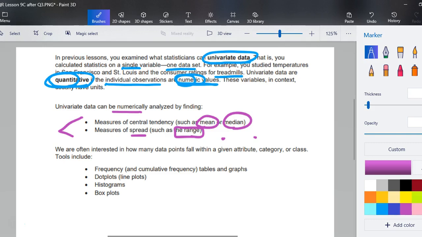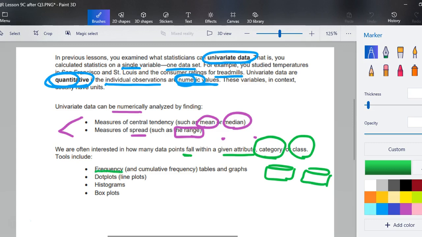We are often interested in how many data points fall within a given attribute, like a category or a class, or even maybe like a bucket or a box, a bin. Things that this can include, or the tools will include frequency, and we can use tables and graphs. We can do dot plots. We can do histograms. We can do box plots based on categories or class.